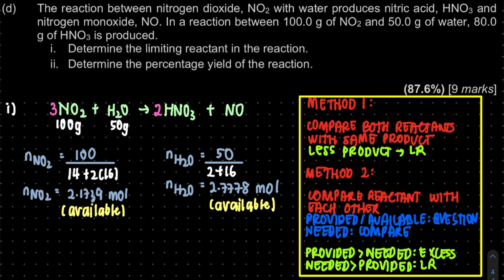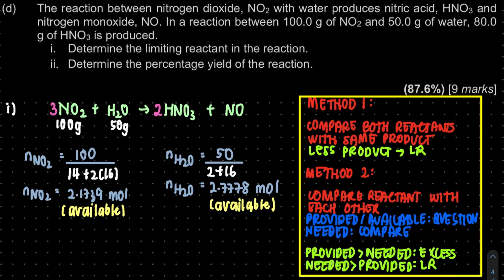But when you're using method 2, you have to write down this statement. If provided is more than needed, that is the excess. For example, what is given is more than what we need, so that means we have excess. But if what we need is more than what is being provided, that is our limiting reactant. So for method 2, it seems much more simple because you only compare once, but then you have to write down this statement.